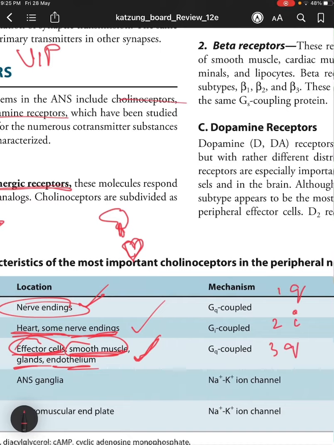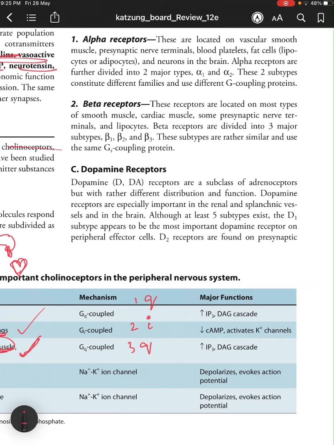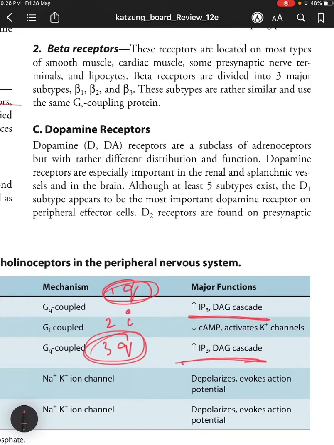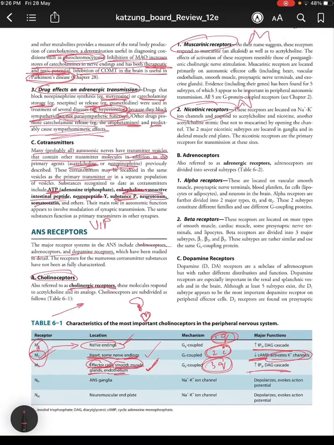All of these muscarinic receptors are G protein coupled receptors. So what are the major functions? Again, M1 and M3 are Gq receptors, right? QIQ, quick. So IP3 and DAG cascade, IP3 and DAG cascade. M2, your heart, is Gi coupled, right? So there is a decrease in cAMP and it activates K plus channels.